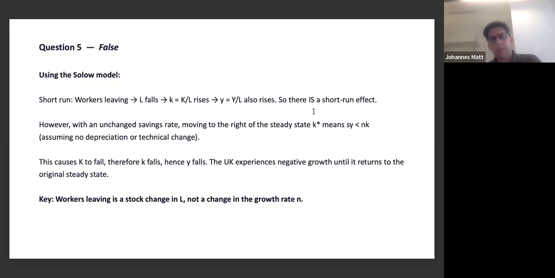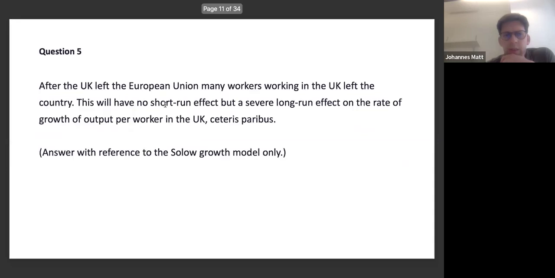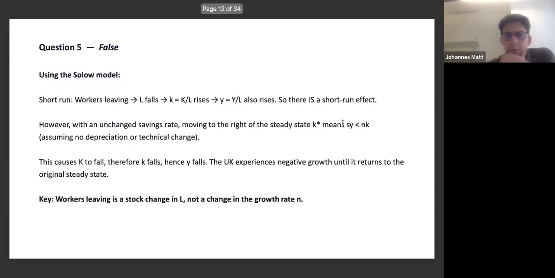Okay, so we said output per worker has to increase, and so that means that there is a short run increase in output. So if we went back to the question here, I was asking whether there should be no long run output effect. And that is of course wrong, right? We just showed that there is an output effect even in the short run here. And then you're saying there is also a severe long run effect in the growth rate of output per worker. So how should we think about the long run effects in this model?